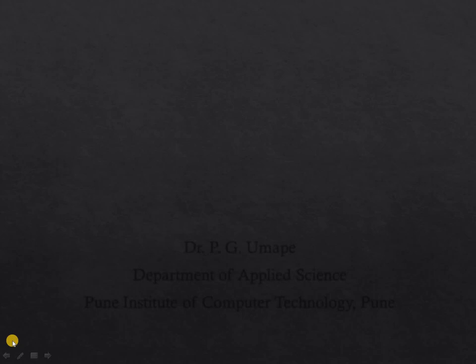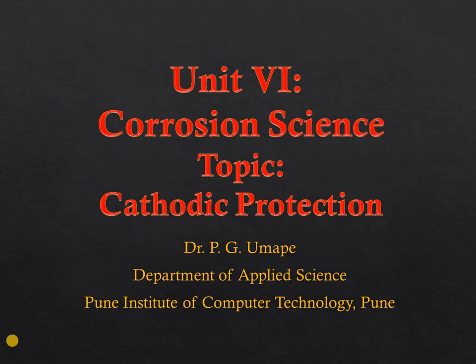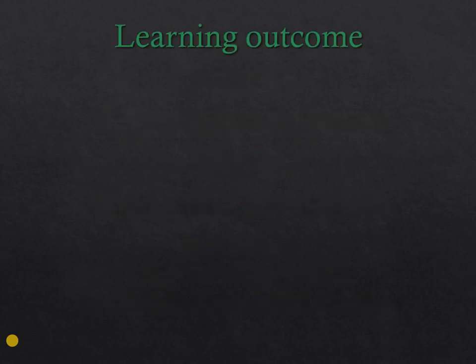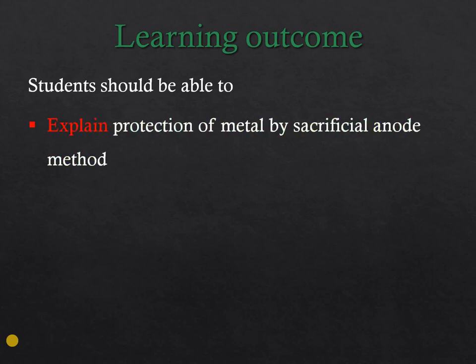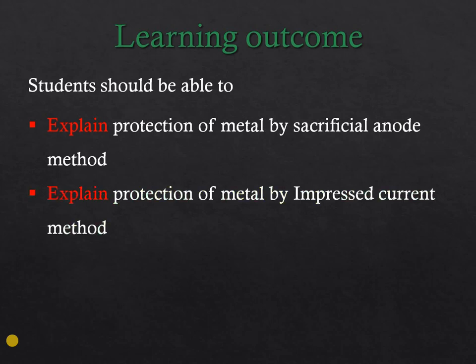In this session, we are going to discuss the topic Cathodic protection from Unit 6 Corrosion Science. The learning outcomes from this session are: students should be able to explain protection of metal by the sacrificial anode method, and students should be able to explain protection of metal by the impressed current method.